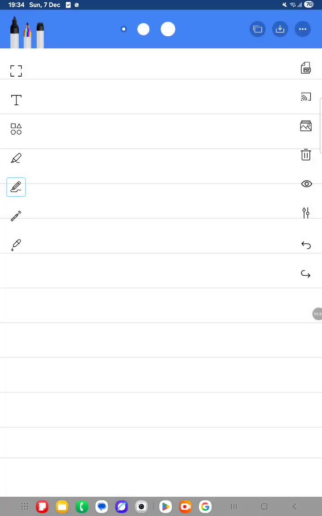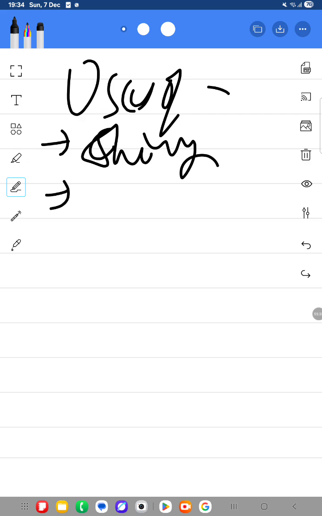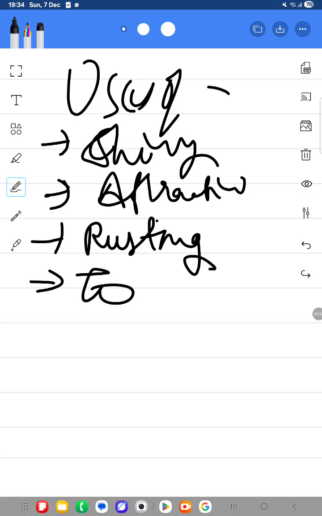So what are the uses of electroplating? That is to make it shiny, to give it a shiny appearance, to make it attractive, or to prevent it from rusting, we use it. And another one is to stop it from spoiling.